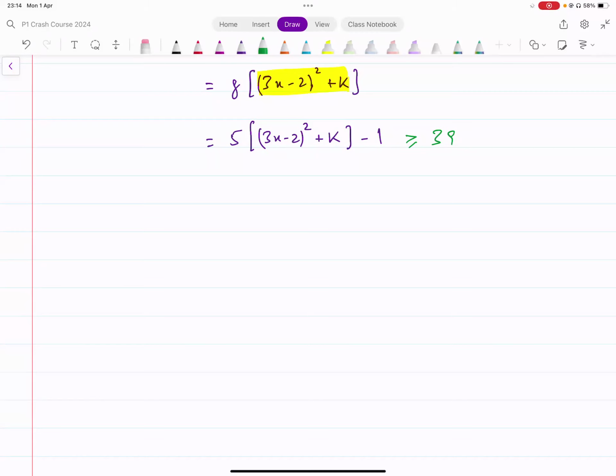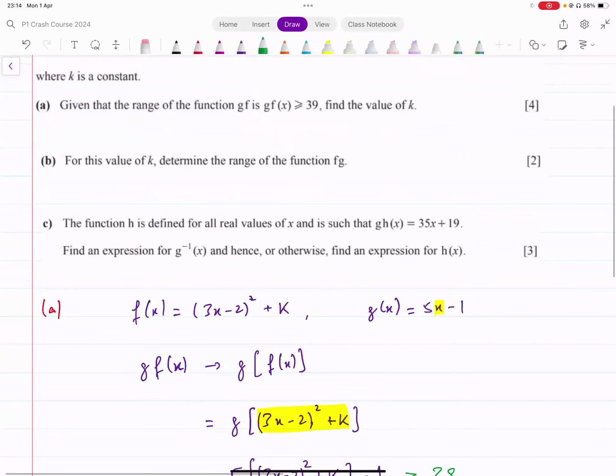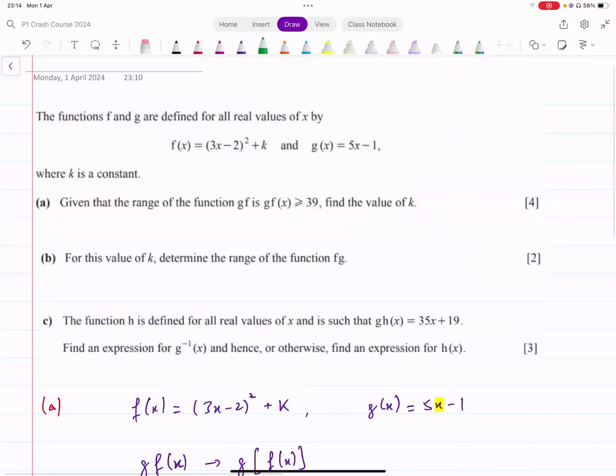Sir, I didn't understand this. Why did you put it greater than or equal to 39?